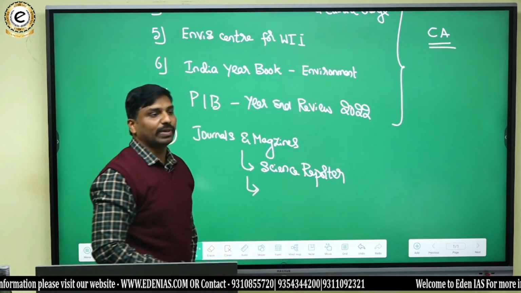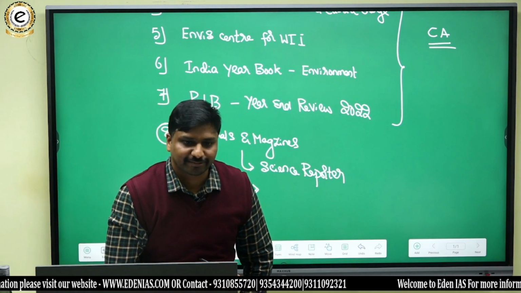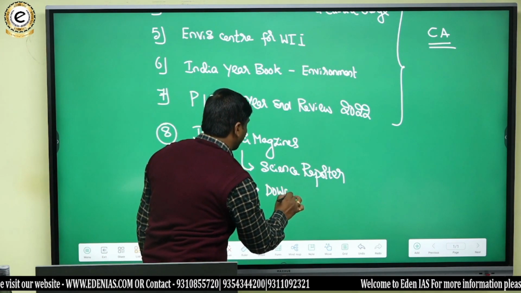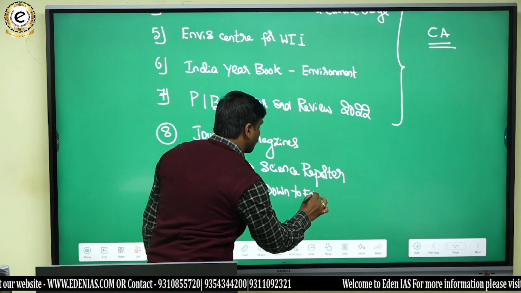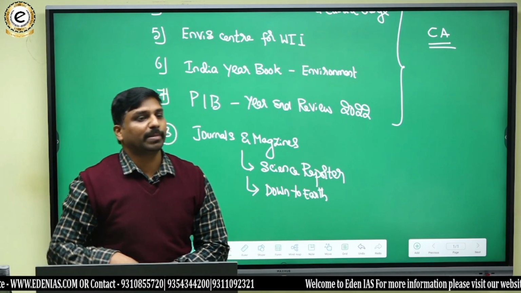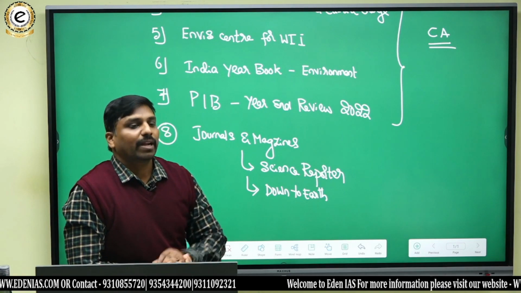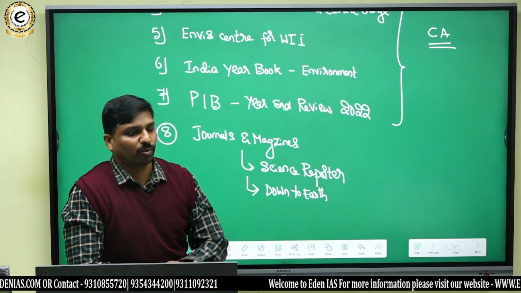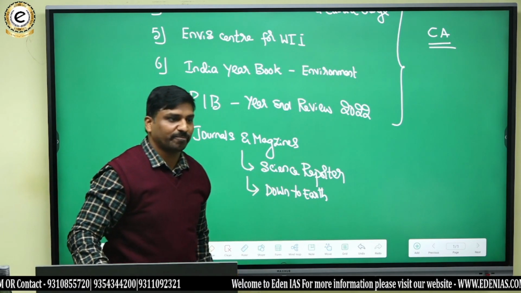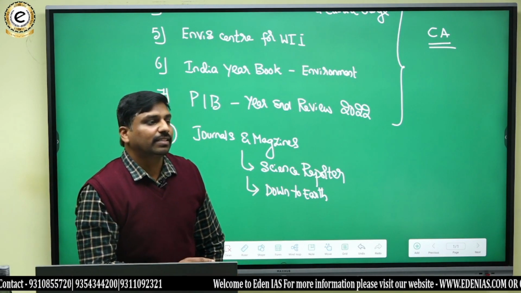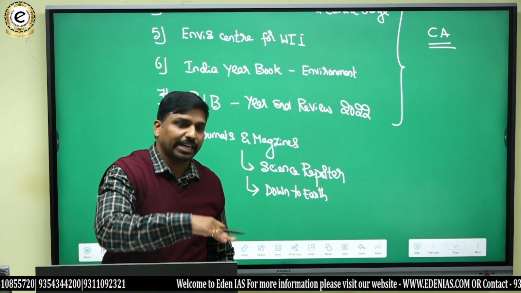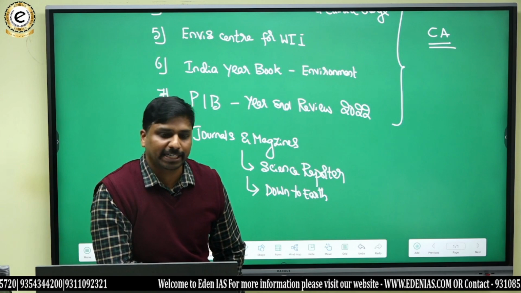And then you will have one book called Down to Earth. So you can refer to Down to Earth also. Normally it covers things related to environment and ecology, anything related to climate change. Likewise, in Yojana and Kurukshetra, you can just follow that one. But these books would be important for you. Okay. And apart from this, there are some international organizations and national organizations concerned with environment and ecology.